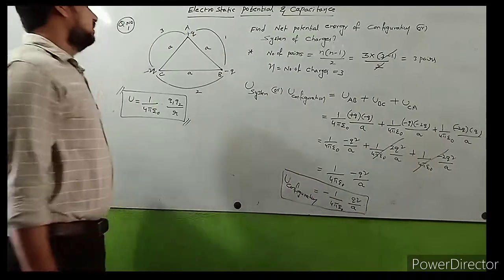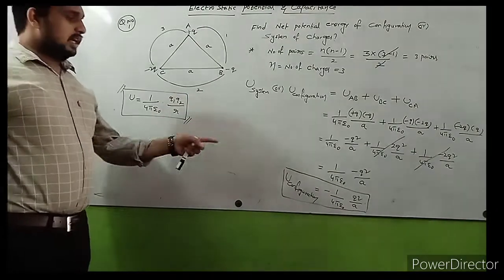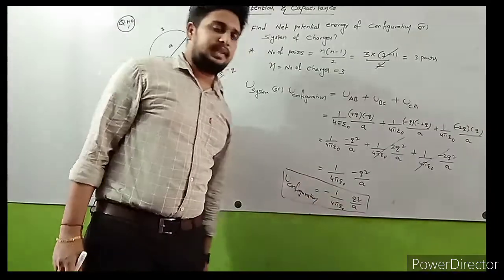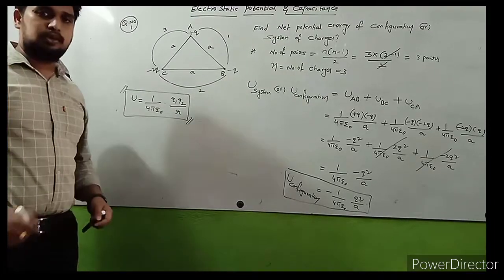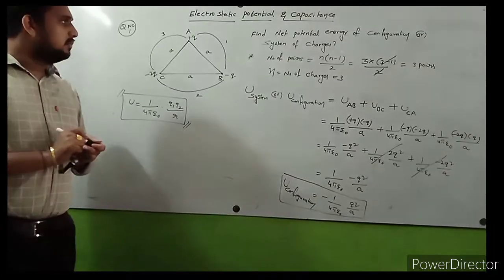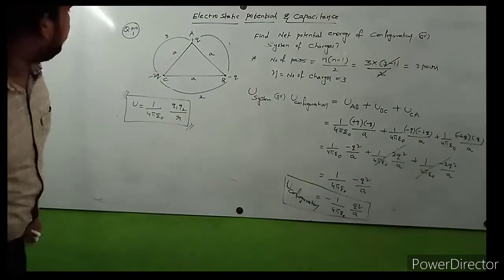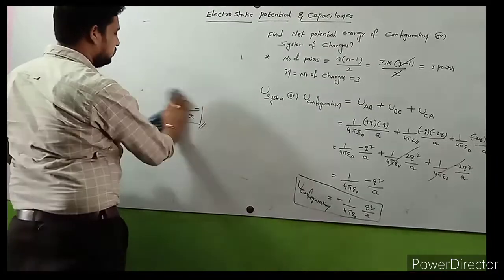Okay, net potential energy of the system. So this is the main thing: U configuration is equal to minus 1 by 4 pi epsilon naught into Q square by A. So like this we are solving questions. I hope you understood, and we will solve one more question based on this. That is problem number 2.